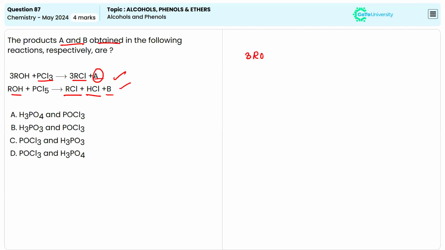When 3 moles of the alcohol react with PCl3, phosphorus trichloride, they are producing 3 moles of alkyl halide. This is a preparation method for alkyl halide actually, but we are using the alcohols. Okay, and the other product means here what is remaining here in the alcohol we have three oxygen and three hydrogens remaining. And from PCl3 we have used three chlorines but one phosphorus is remaining. So that phosphorus and the remaining three oxygens and hydrogens combine together and they will produce H3PO3, phosphorus acid.